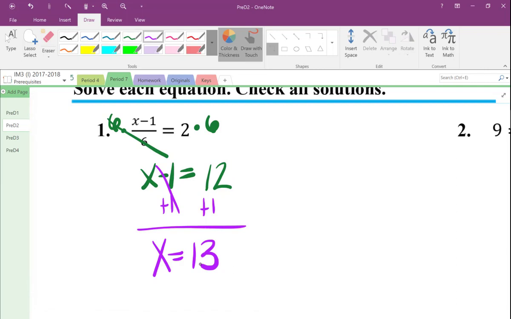Please do number 4 for your homework. So complete number 4, and then we will give you your homework if you get it correct.